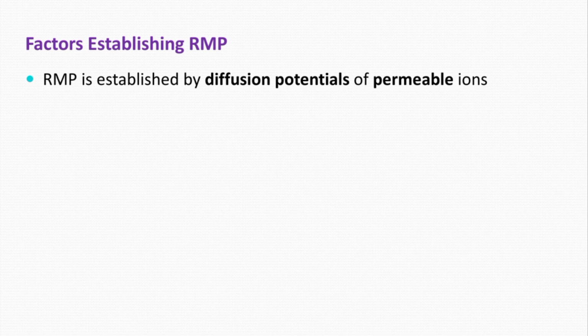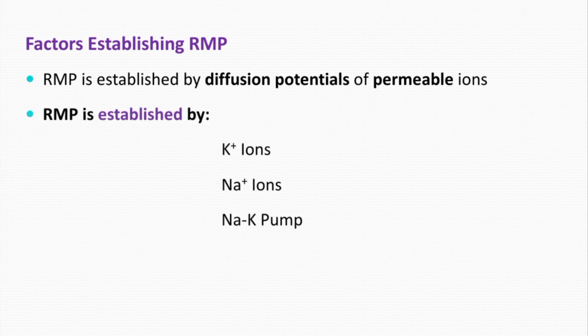Ions with the highest permeability and conductance will make the greatest contribution to the resting membrane potential, and the ions with the lowest permeability will make little or no contribution. So we can say that it is established by potassium ions, sodium ions and the sodium potassium pump. Resting membrane potential is maintained by the sodium potassium pump.